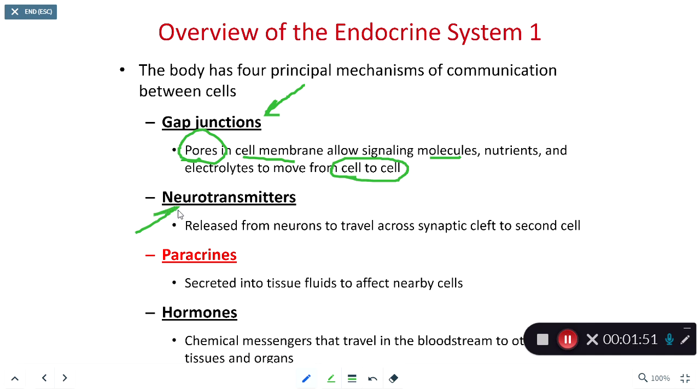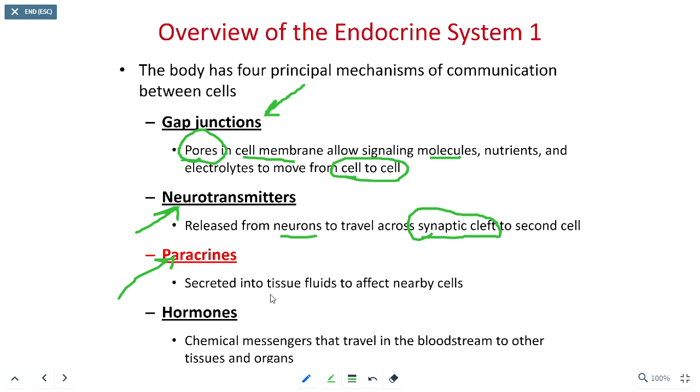We could have neurotransmitters that are typically going to be released from neurons and travel across the synapse or the synaptic cleft, little gap in between cells, to initiate an action potential on the second cell. We get paracrine secretions. A paracrine secretion is going to be secreted into the extracellular fluid. And this is a key distinction here. It doesn't go into the bloodstream like hormones do. It goes into extracellular fluids and will affect the nearby cells.